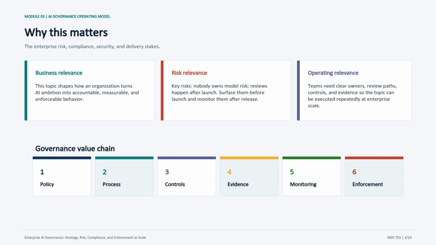The value chain along the bottom is the through line for the rest of the deck. Policy becomes process. Process becomes controls. Controls create evidence. Monitoring detects change, and enforcement acts when the system is live. Once learners see why the topic matters, the next step is to give them a vocabulary they can use in a review meeting or implementation workshop.